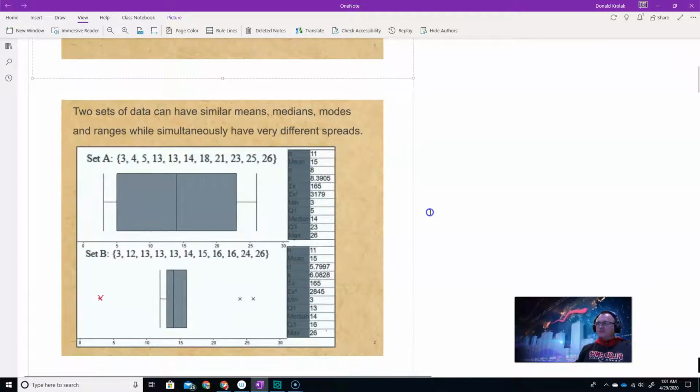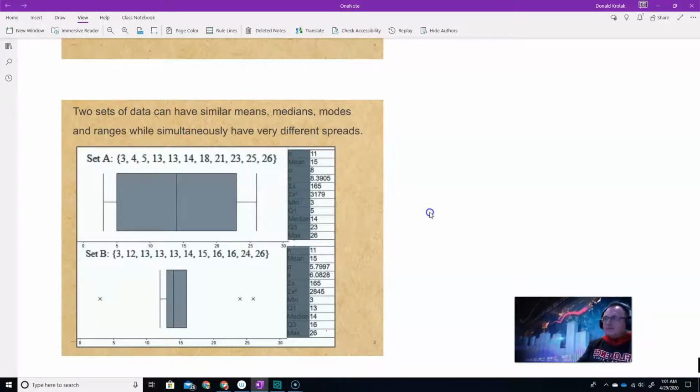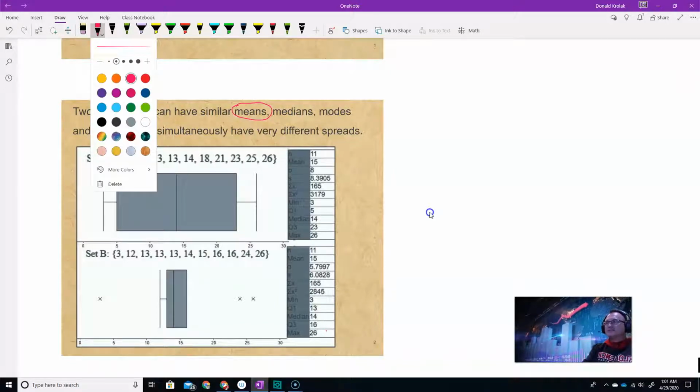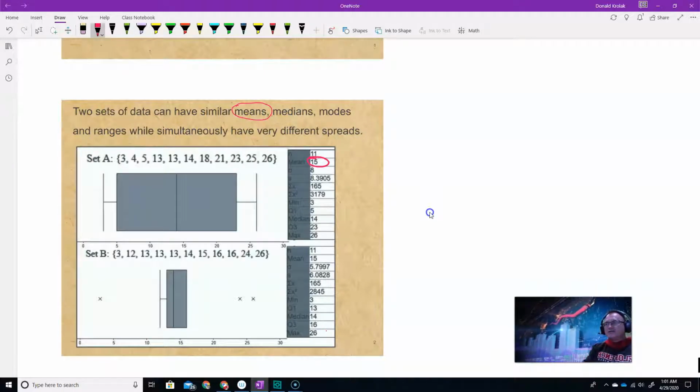All right, if you've got two sets of data, you can tell just by looking at the box and whisker plots that the set of data on the bottom is much more grouped together than the data on the top. However, what's interesting here is that both sets of data have identical means. So the average for both of these is the same, 15 and 15. Okay, the medians are also the same. So the middle value of each one of these, the 50th percentile, is the same.